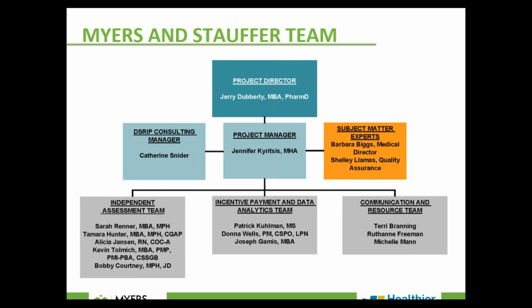And even though you see these individuals siloed across these teams, the independent assessment team, the incentive payment and data analytics team, and the communication and resource team, we're all talking to each other. We all work very closely together. Since we've been awarded this project, we've been meeting regularly to discuss across all of these silos. So just wanted you to get a feel of what the team looks like. You'll notice that, as we'll talk about in a few minutes, these team members will also be the primary and secondary reviewers as we move forward with the assessment.